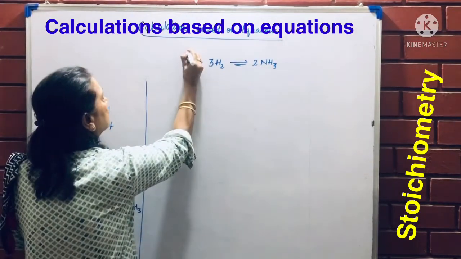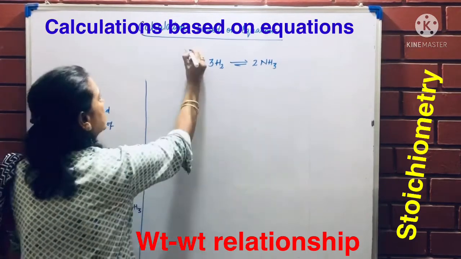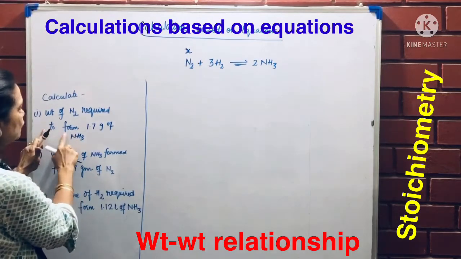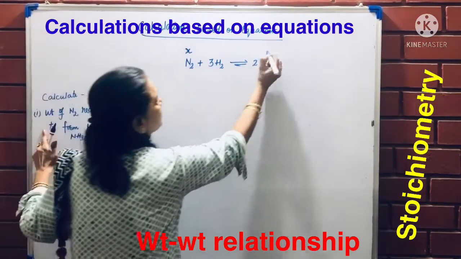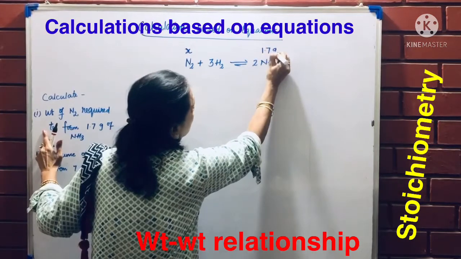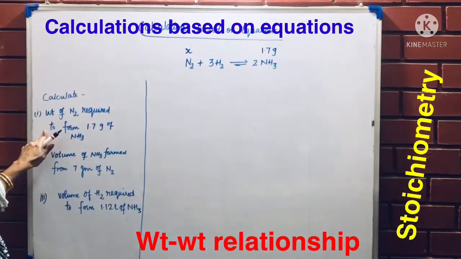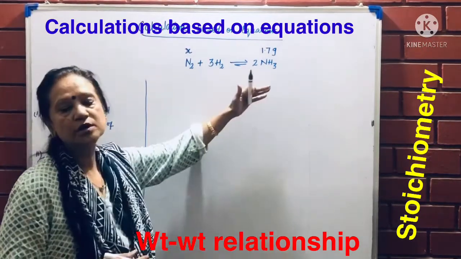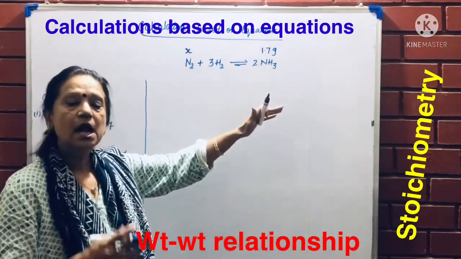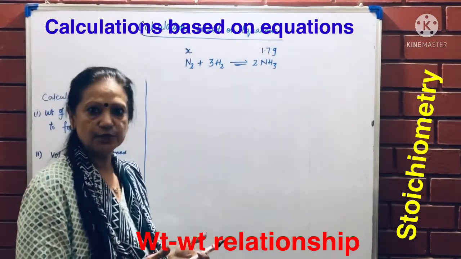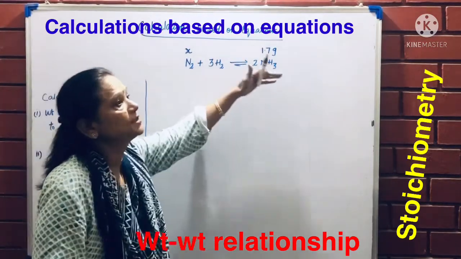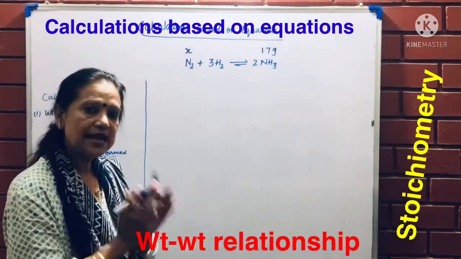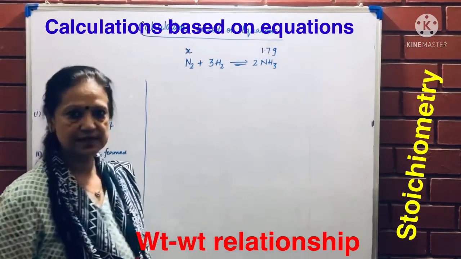So I'm writing here X. I want the weight of nitrogen to form 1.7 gram of ammonia. This is what I want to make, gram of ammonia. Supposing we want to make something, and I want a particular amount of the product, I need to know how much of the reactant I should take. And if I am saying this much of the product is formed, then I should know how much of the reactant I had taken. So in both the cases, calculations have to be done.